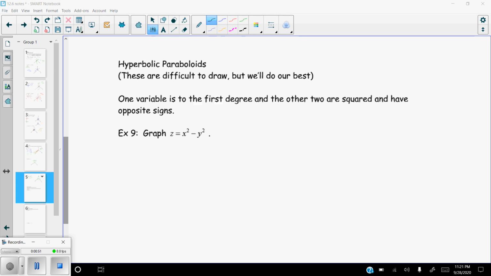So the criteria: one variable is to the first degree, as you can see in our case, the z is, and the other two are squared and have opposite signs. So you're going to have one positive and one negative. And hopefully you can kind of see how that's going to create the hyperbola part. So let's go ahead and take a look at the traces.